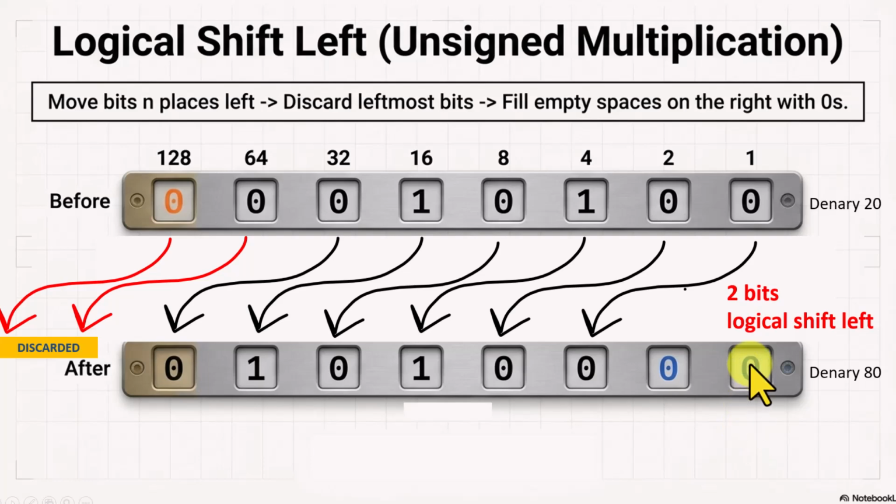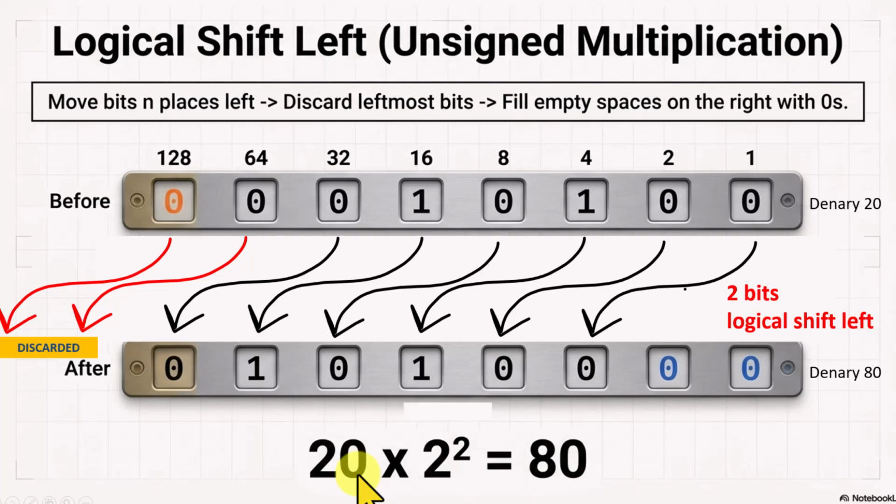Got it? So see here, this is binary 16 plus 4, so that is 20. And we moved 2 bits to the left. Now what is that? This is 64 plus 16, that is 80. So simple. We have done a multiplication: 20 multiplied by 2 to the power of 2, as we shifted 2 places. 2 to the power of 2 is 4, so 20 multiplied by 4 is 80.